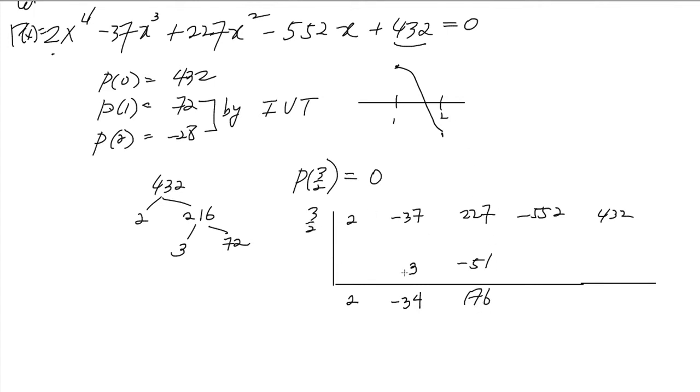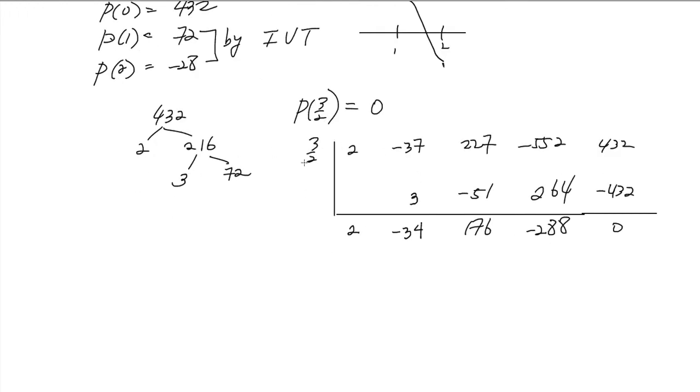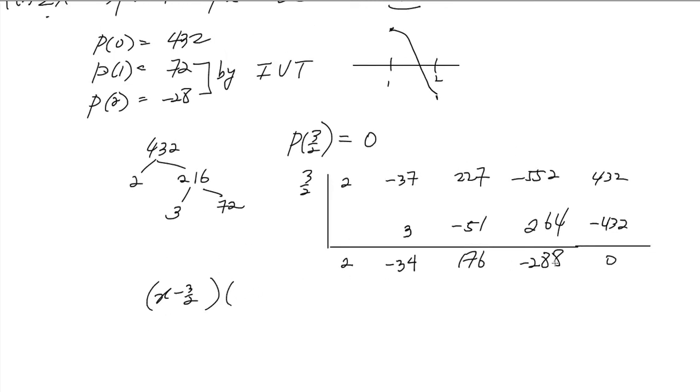So now let's multiply by 3 over 2 again. 264. Let's add this. 288, and finally if I multiply it in, I get a minus 432. Great. So note that our factor is actually not x minus 3 over 2. But if we were to divide the polynomial by x minus 3 over 2, this would be our answer. We get 2x cubed minus 34x squared plus 176x minus 288.